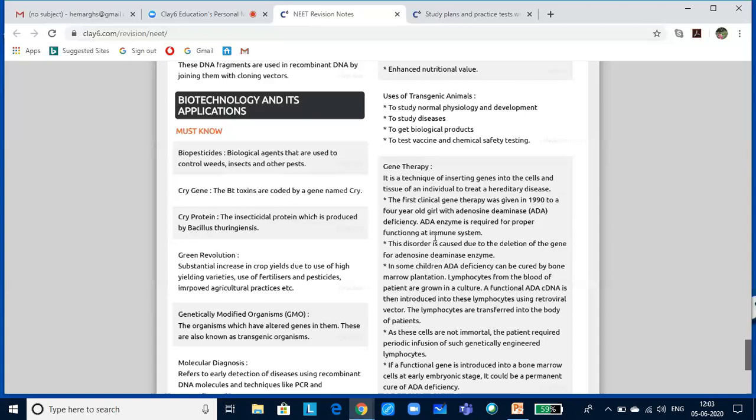Now, pest-resistant plants. Several nematodes parasitize a wide variety of plants and animals, including human beings. A nematode called Meloidogyne incognita infects the roots of tobacco plants and causes a great reduction in the yield. Now, the strategy that is based on RNA interference prevents this infestation. The process by which a double-stranded RNA, that is dsRNA, directs the sequence-specific degradation of mRNA is known as RNA interference.